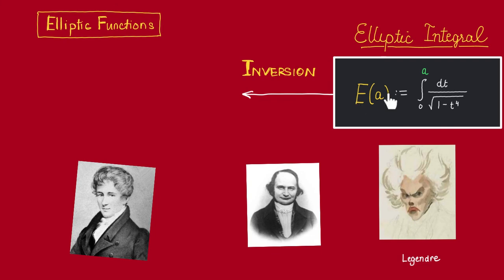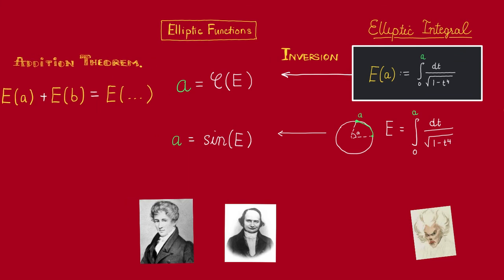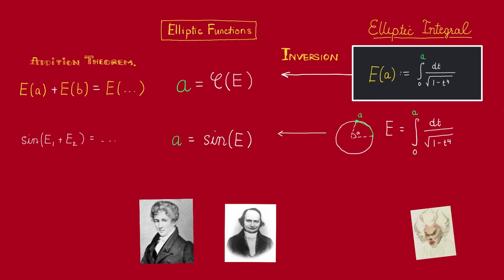Instead of viewing E as a function of A, like Legendre, Jacobi and Abel viewed A as a function of E. In the case of the arc length of the unit circle, for example, from calculus we know that E is just arc sine of A, and so A is just sine of E. Thus these functions here are just generalization of the usual trig functions. Addition theorems, therefore, are just generalization of addition formulas for trig functions. Now we call these functions phi here elliptic functions. Thus elliptic functions are just inverses of elliptic integrals.